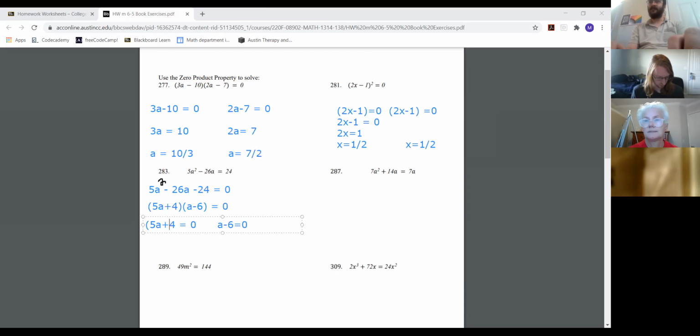Is Gabby around? Running off on us? Yeah, I just don't get why is it 5a squared plus 4? And then why is it a minus 6?